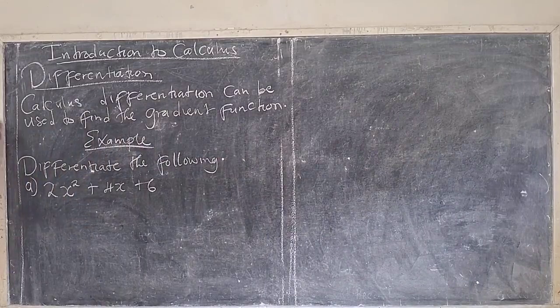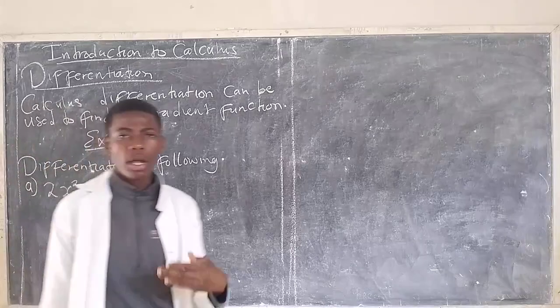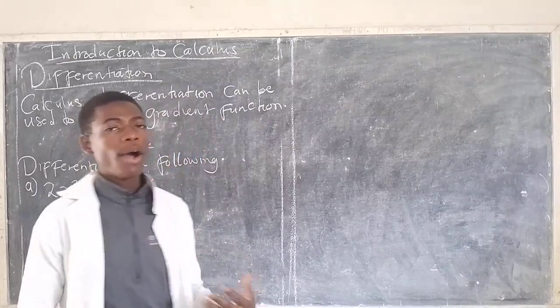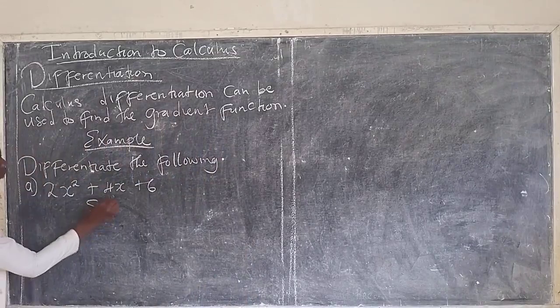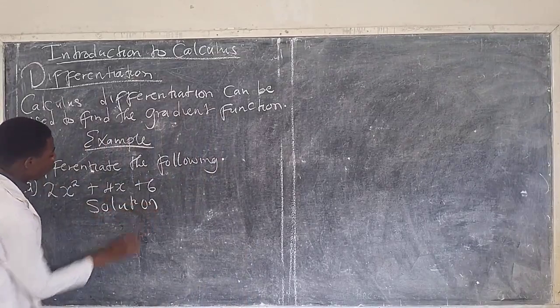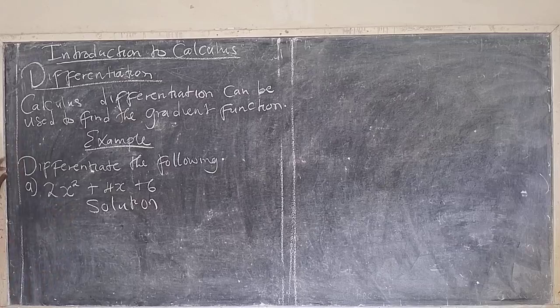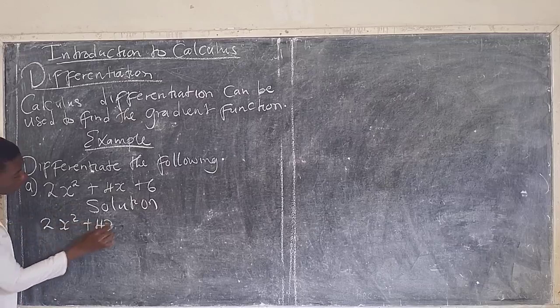Now, the first thing that we will look at is how we are going to differentiate. We are asked to differentiate the following. The first one is: differentiate 2x squared plus 4x plus 6. The first rule that we are going to look at is the power rule, differentiation by the power rule. For this one, in order for us to differentiate, we have 2x squared plus 4x plus 6.